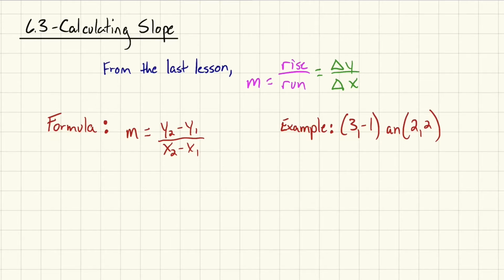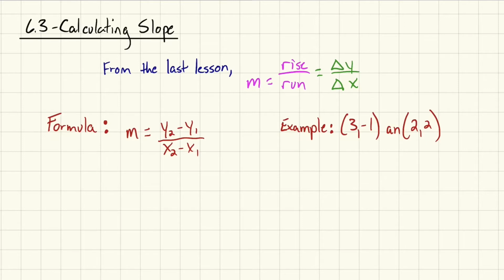That formula is written as m equals y sub 2 minus y sub 1 over x sub 2 minus x sub 1. Now, essentially, what we are measuring is the change that is happening vertically, up and down, on our y-axis, and we are measuring the change that is happening horizontally, left and right, on our x-axis.